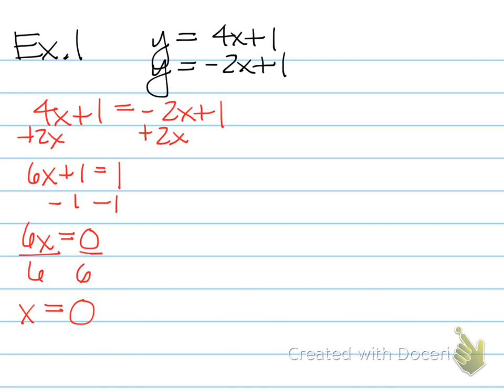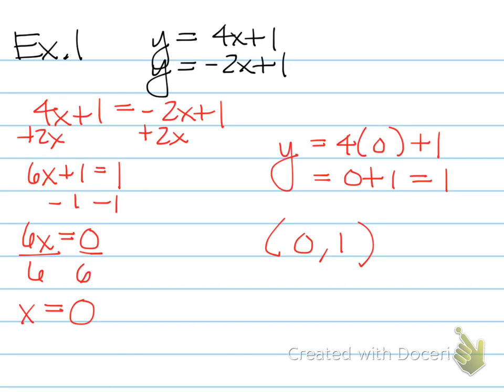x equals 0. And then to find the y, we just plug that value for x into either one of the equations. I chose the first equation. Replace the x in the first equation with its value, 0. 4 times 0 is 0, so y equals 1. So our solution is (0, 1). That is the point where the two lines intersect.